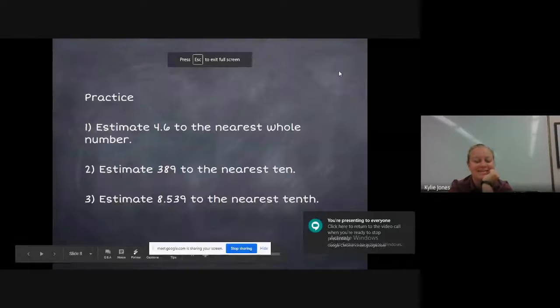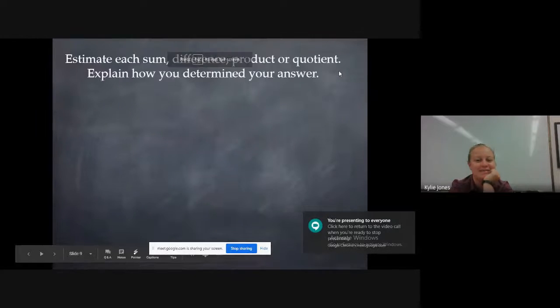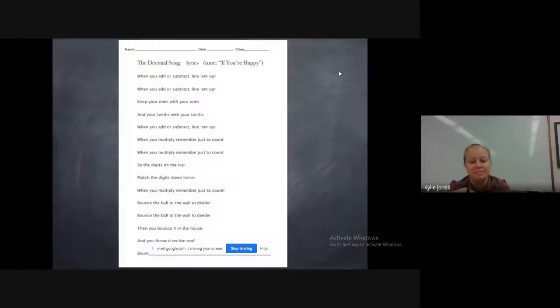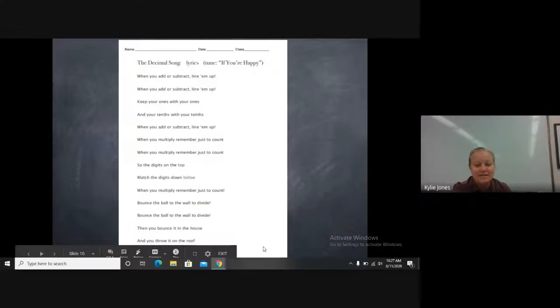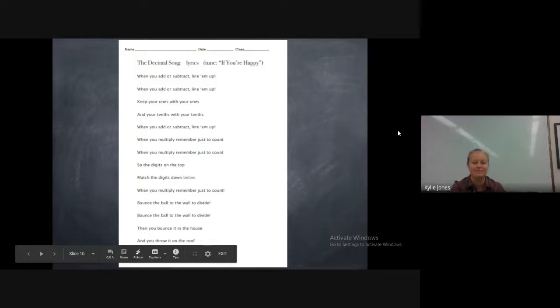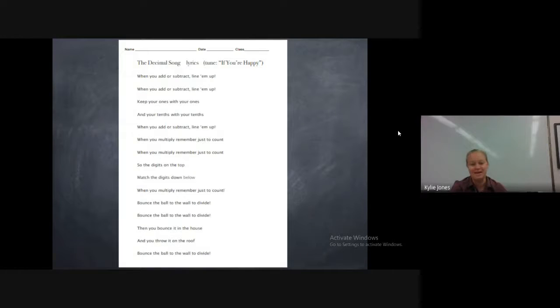All right. So, we're going to skip this part. There's this song called the Decimal Song. It goes to the tune of If You're Happy and You Know It, but it's really good for remembering the rules of adding, subtracting, multiplying, and dividing decimals. So you guys are going to love this. Usually I make you do it in class, but I'm not going to make you do it. The tune is if you're happy and you know it, clap your hands, right? Feel free to sing along if you want, but I think this song is really good for remembering the rules.